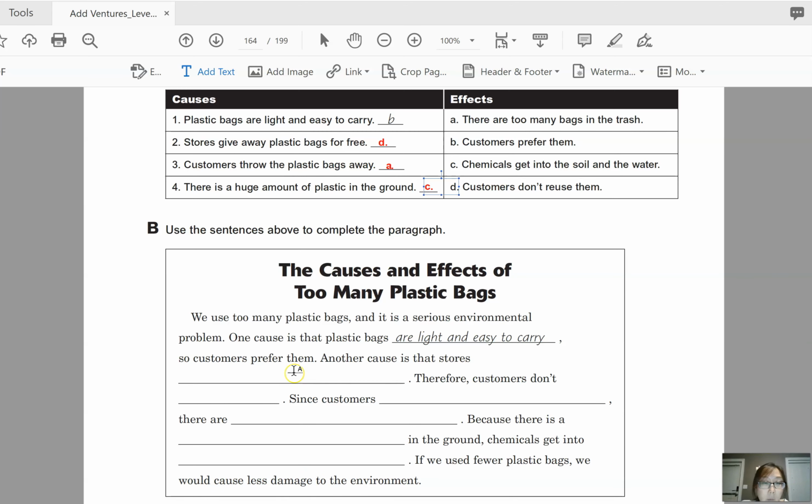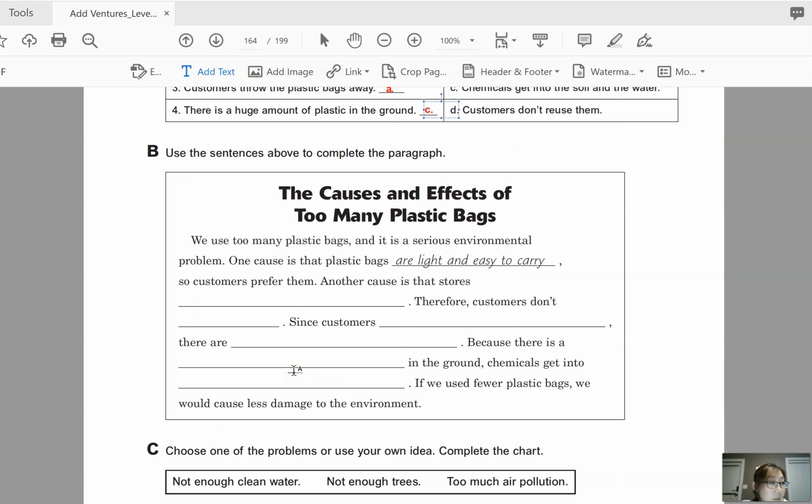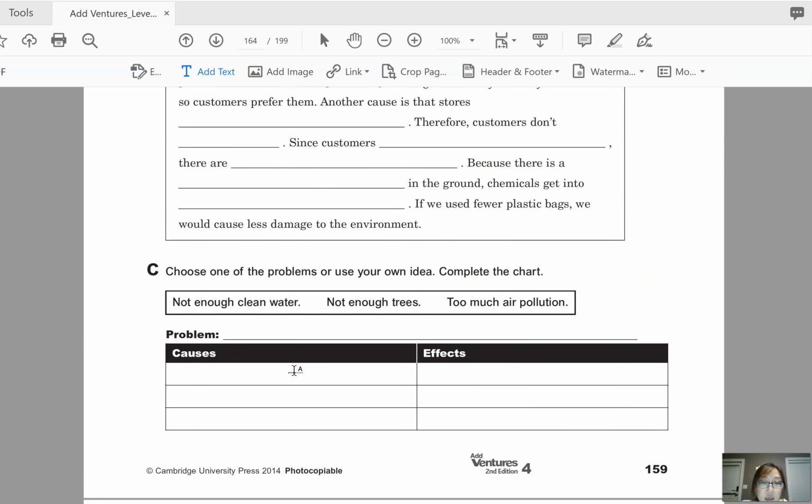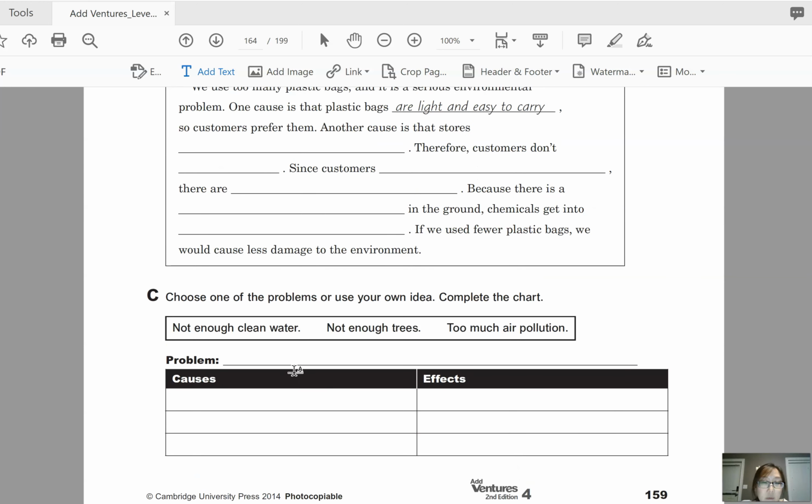Now I want you to look at letter C. It says choose one of the problems or use your own idea. Complete the chart. You can see there are 3 problems: not enough clean water, not enough trees, or too much air pollution. I'm going to give you an option here. You can choose the problem, or use your own idea, and then write the causes and effects.